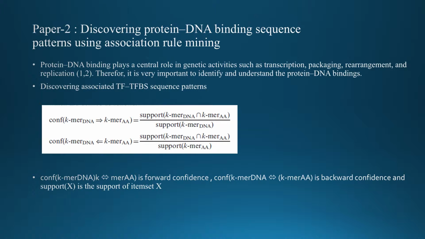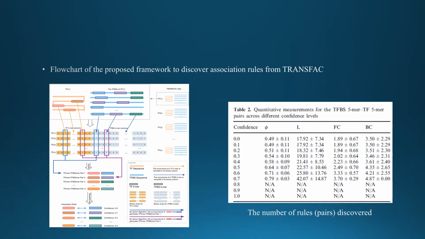For example, there are 70 TF 5-mer and 70 TFBS pairs without any further removal in the N column. That's in table 2, with both forward and backward confidence having a value of 0.5.